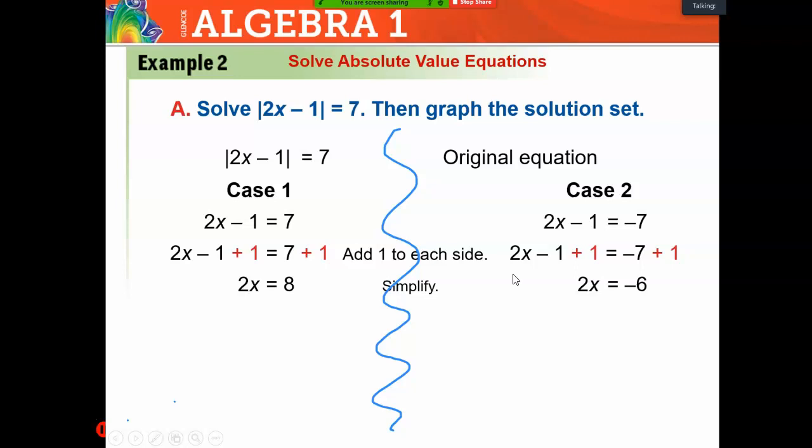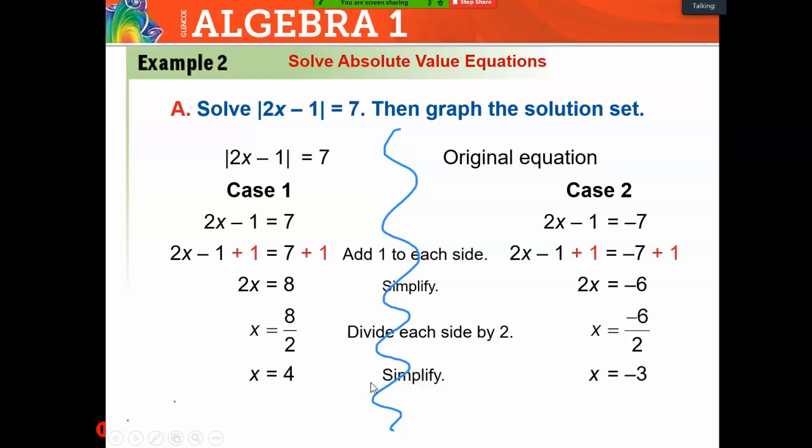I'm going to pick on someone else. I know you two know. I appreciate the enthusiasm. Okay, so Luke, how do I solve for x? Either one. It's the same. Perfect. I divide by 2. 8 divided by 2 is awesome. And negative 6 divided by 2 is negative 3.